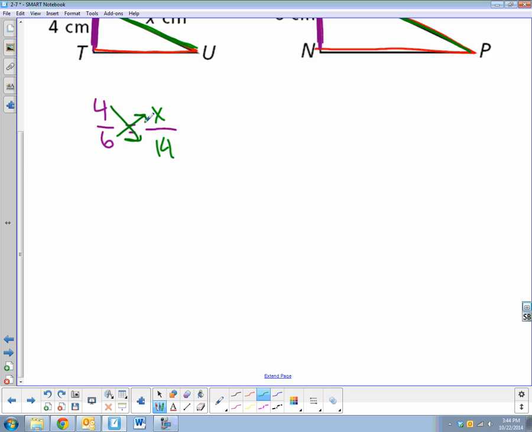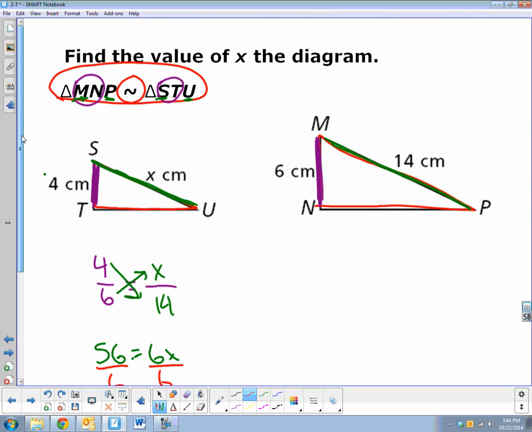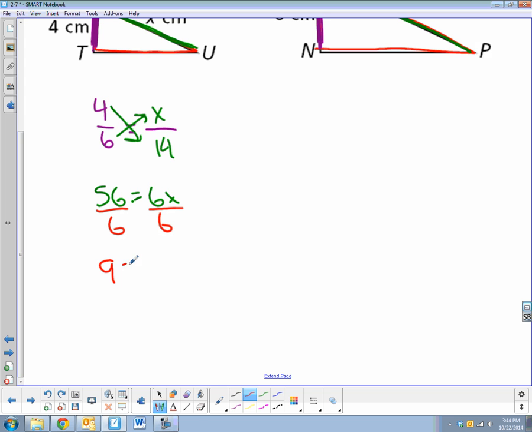4 times 14, so I'm going to get 56 equals 6 times x, which is 6x. I divide to get x by itself. And 56 divided by 6, I'm going to get out my calculator here quick. We're looking at 56 divided by 6 at 9.3 repeating. And I don't know, does it say to round? It does not, so we'll just go with 9.3 repeating. You could have certainly written 9 1/3 as well. And that's the answer. That's how long x is.